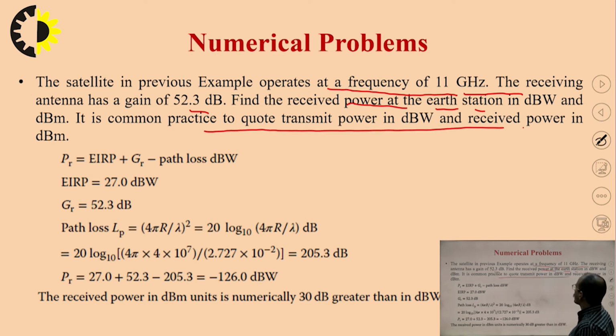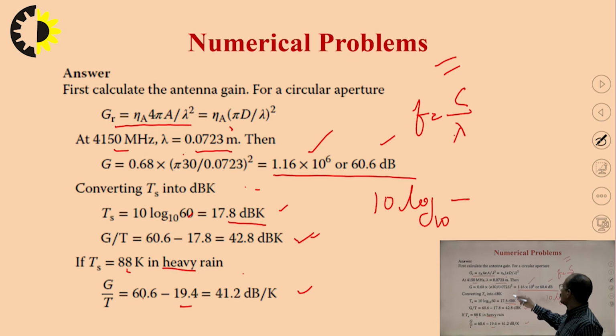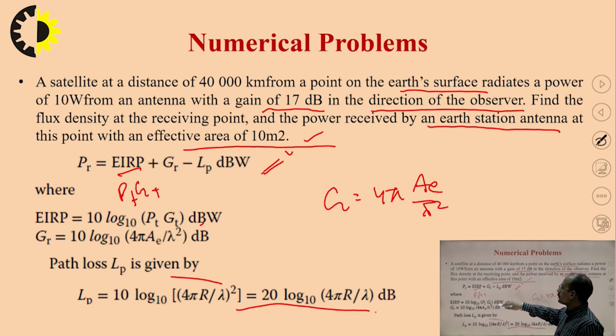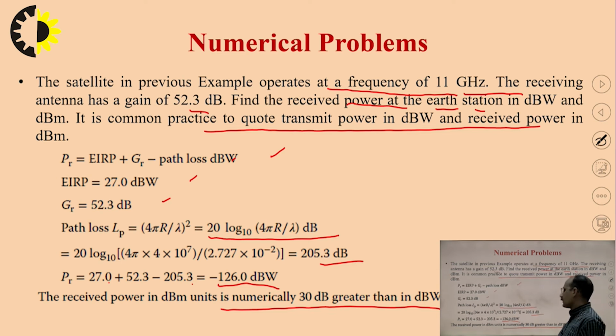It is common practice to quote transmit power in dBW and received power in dBm. So that is the formula. EIRP we can already find from the previous one, you can see here 27. By this formula, GR is equal to 52.3. So path loss LP is equal to this. By putting all these values in this equation, 27, 52.3, you will get this, minus 126 dBW. The received power in dBm is numerically 30 dB greater than in dBW.